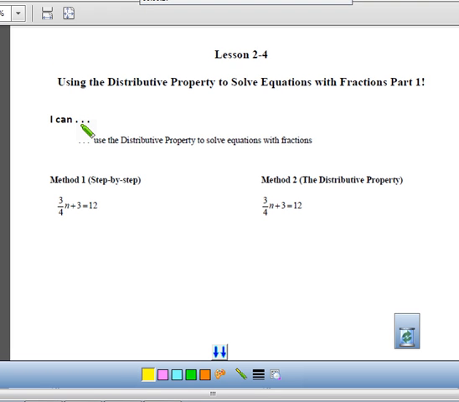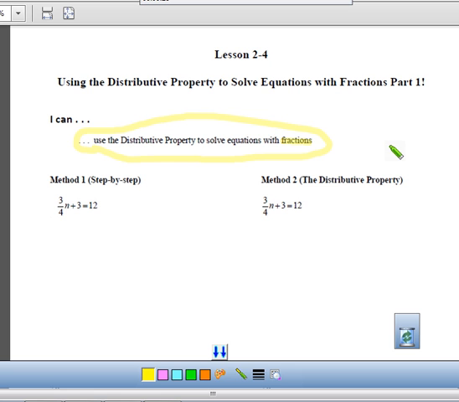Our target is, I can use the distributive property to solve equations with fractions. Now for some people, fractions can be a challenge. So I'm going to show you in this video a different strategy that some of you may like, and certainly if you like it, understand it, and can do it, then you may want to use this to help you with solving equations that have fractions in them.